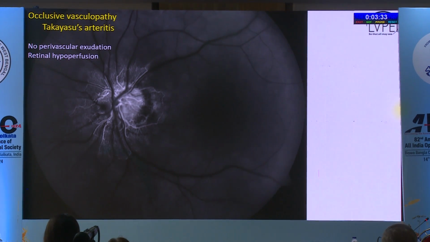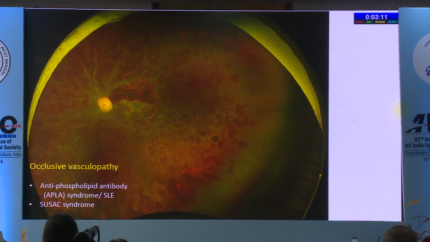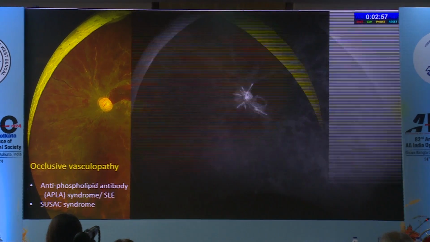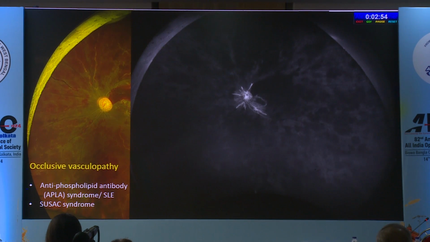Occlusive vasculopathy. Now, as you can make out from the name, this is not a vasculitis, so you do not see any perivascular exudation, but there is a vasculopathy. One example is Takayasu's arteritis, where there is no perivascular exudation, but huge retinal hypoperfusion. You can see almost the entire retina is without capillaries. Another cause of occlusive vasculopathy is antiphospholipid syndrome in SLE, and you may also see rare cases of Susac syndrome causing occlusive vasculopathy. So no exudation, but huge hypoperfusion. You can see this in the FFA here.